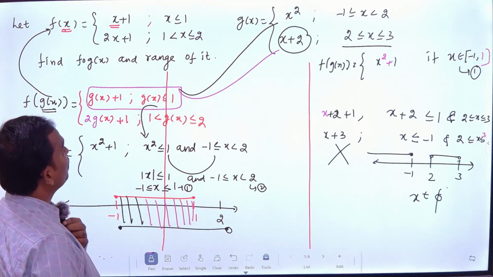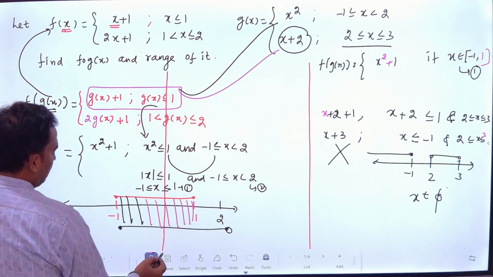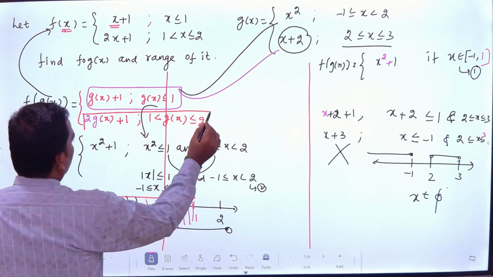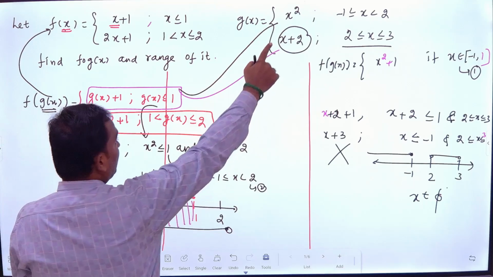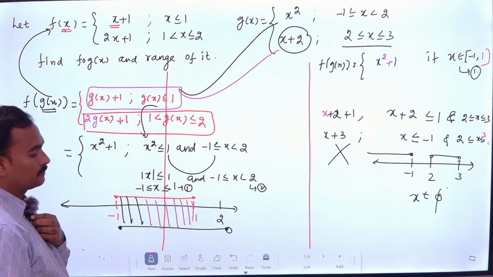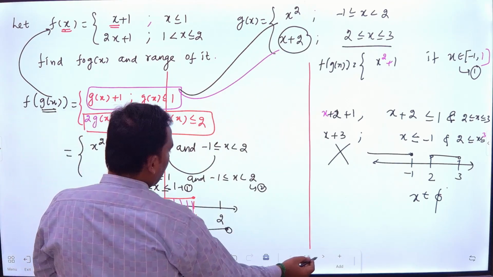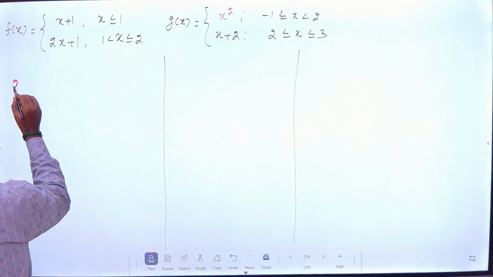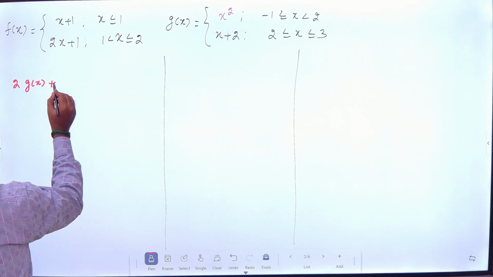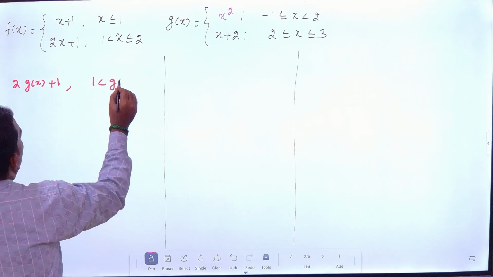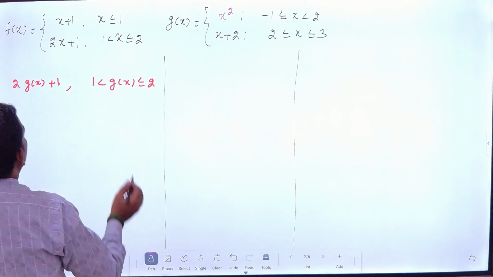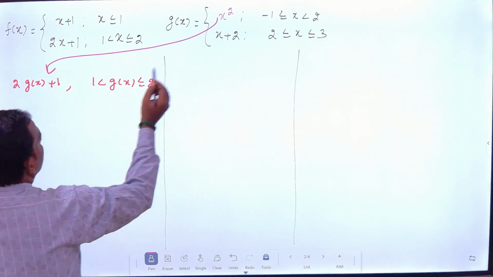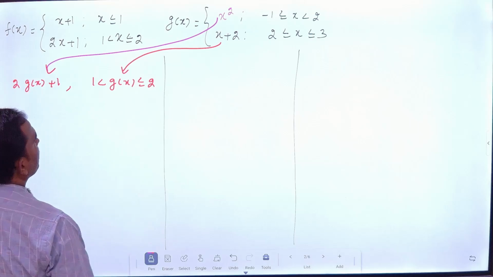Okay, next you have to fix the second function. You can apply the x square and x plus 2 here. Let's do this one by one. 2 times g of x, right? 2 times g of x plus 1, where 1 is less than g of x is less than or equal to 2. In this, you have to apply first x square and then x plus 2, right?